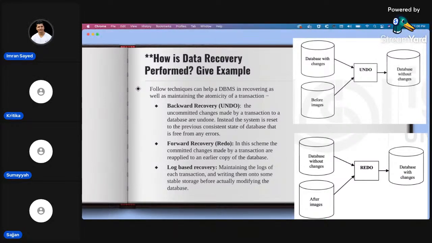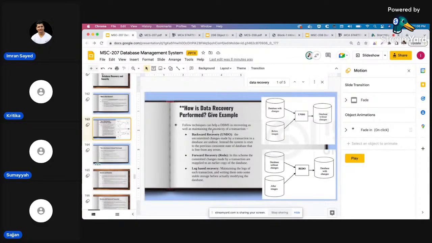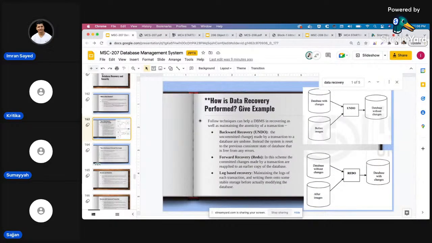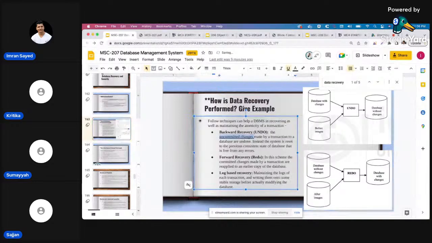Okay, let's go ahead and underline some of these key points. Following techniques in recovering, maintaining atomicity of transaction. Uncommitted changes made by a transaction to a database are undone. System reset to previous state that is free from errors. Now, this is a condition. You have to go to a state that is free from errors.